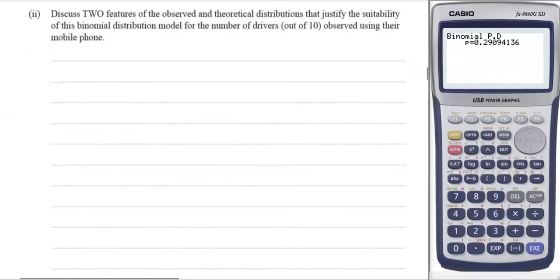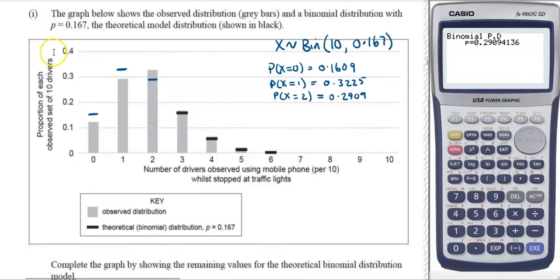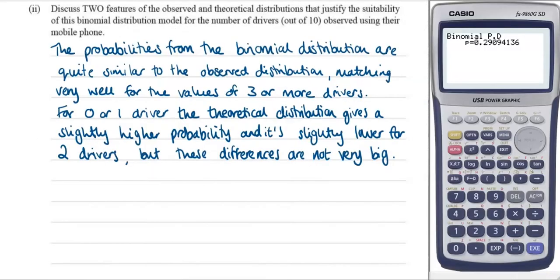Okay, then part 2, discuss 2 features of the observed and theoretical distributions that justify the suitability of using a binomial for this situation. So we're looking for 2 things that are similar. So let's just go back and have a look. The obvious thing, since we were just calculating them, is to compare what the theoretical model came out with to what the actual data did with the grey bars here. And we can see that they're quite similar. So we'll write something about that. We'll notice where there are some differences and then where there are similarities. So here's that statement. We've got some differences, but it matches really well for 3 or more. And where there are some differences, those differences aren't very big.